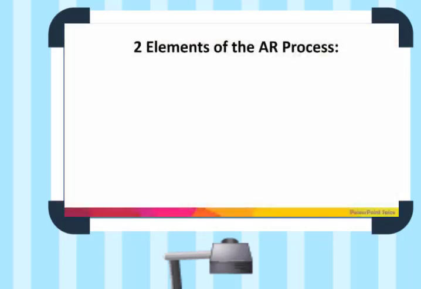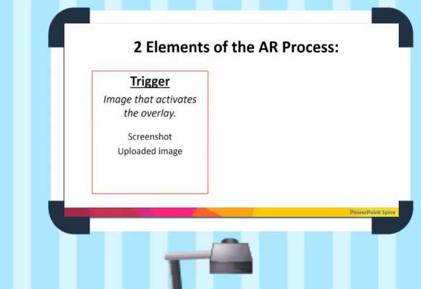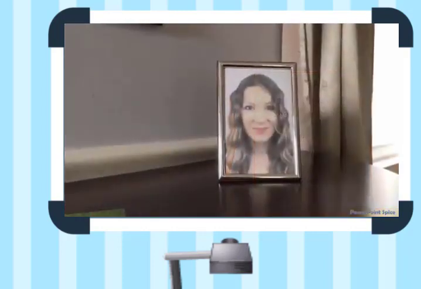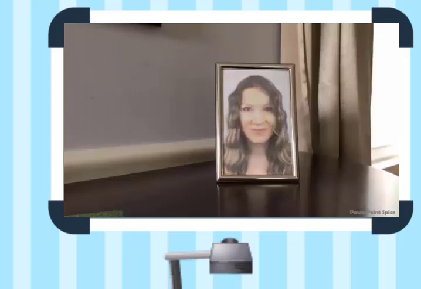The way this works is that you first need a trigger, which can be a screenshot or a custom uploaded image that once it's in your app's camera will activate the overlay, which can be any of the things shown here. I particularly like to use the first frame of a video as a trigger, then have the video play on top of it like I did with my photo here. To give you a quick demo, let's start off with the simplest kind of augmented reality experience, or Aura, to create using just the app.